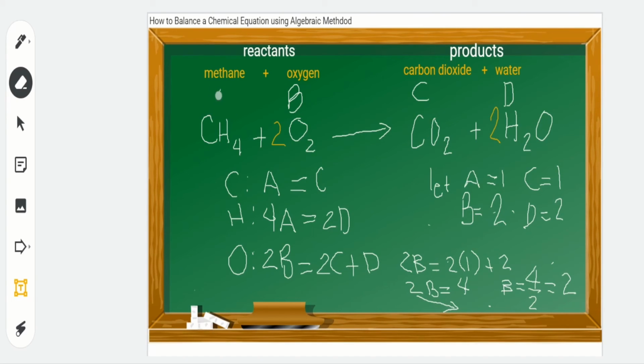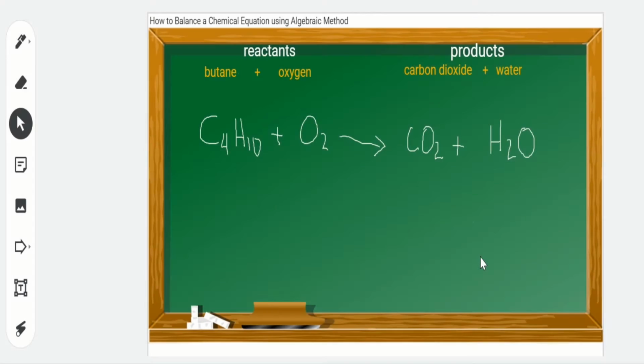So, erase lang natin to. Itong mga nilagay natin na symbols dito sa taas ng ating chemical equation para mas presentable yung ating equation. Okay? So, ito yon. Ito ang ating balance na chemical equation.